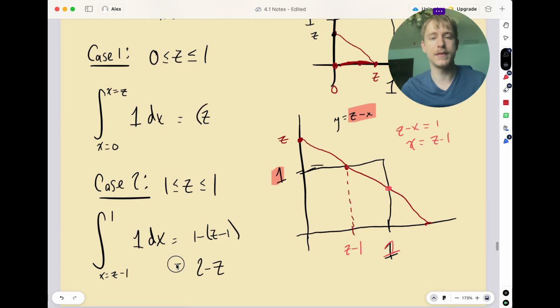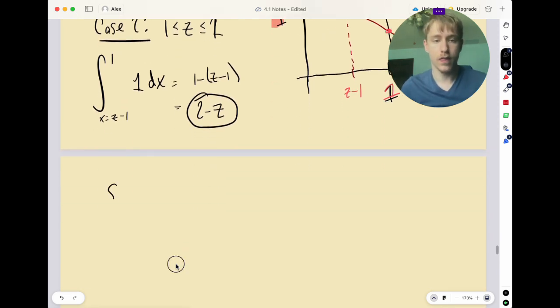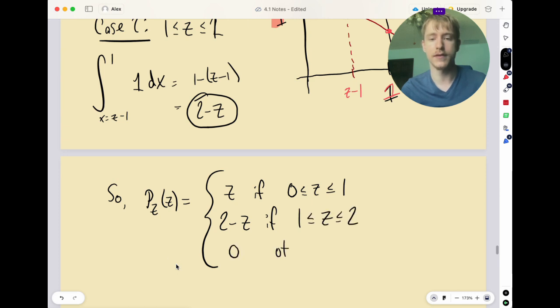Okay, so we get this if z is between 0 and 1, and we get this if z is between 1 and 2. Okay, so we can put it all together, and we have that the probability density function of z is going to be kind of this triple piecewise function, where it's going to be z if z is between 0 and 1. It's going to be 2 minus z if z is between 1 and 2, and it's going to be 0 otherwise.